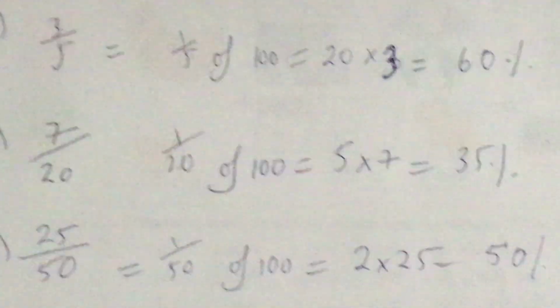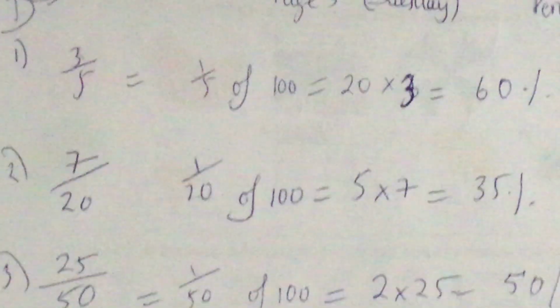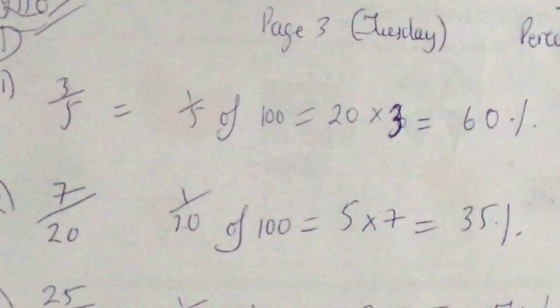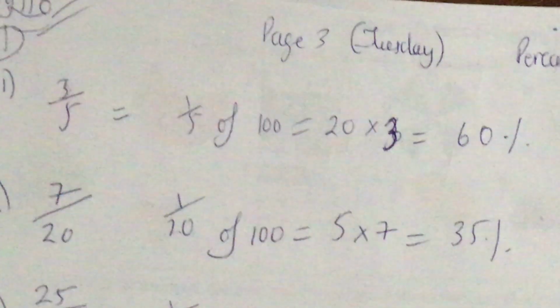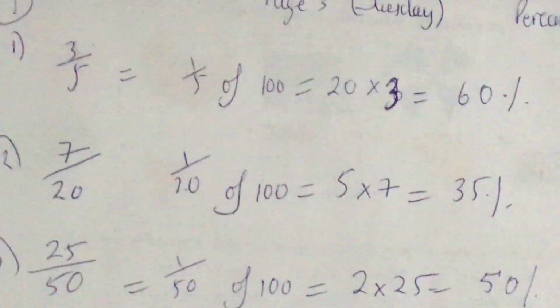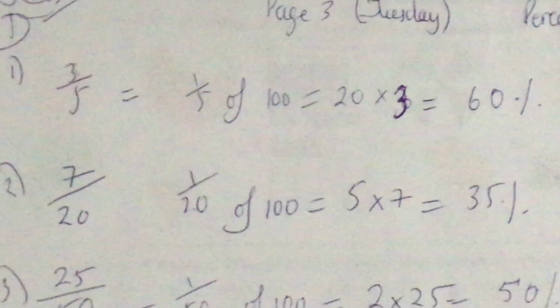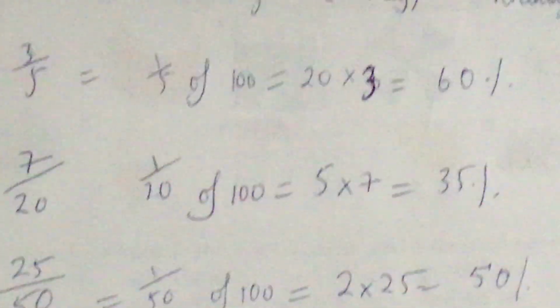As I said, if you find this way easier, because we were doing these all last year, and I think at some stage this year as well, to get 3/5, you have to get 1/5, then multiply by 3. To get 7/20, you divide by 20. To get 1/20, you always have to get the one part first and then multiply by 7.